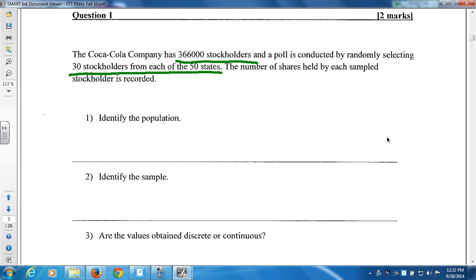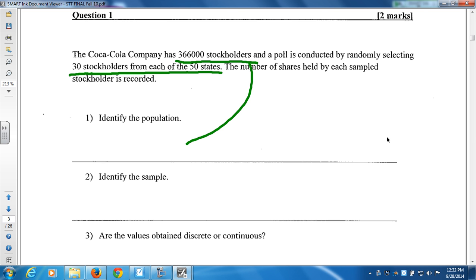Kentucky, Maryland, Washington, California, right? So from each one of these states, there are 30 selected. Okay, so 30 from each one of the 50 states. Clear now? So that's about the population. Sorry, that's about the sample.